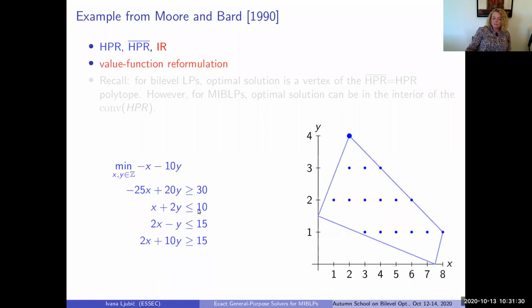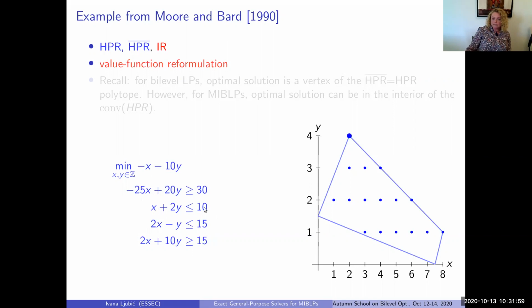So if we draw it, and if we start first by formulating the problem using the high point relaxation, remember what we do is we simply ignore the objective function of the follower, and we plug in all the constraints from the upper and lower level together. And then we obtain something which is a polytope or polyhedron, depending whether it's bounded or not. And now we try to find the optimal solution of this problem.